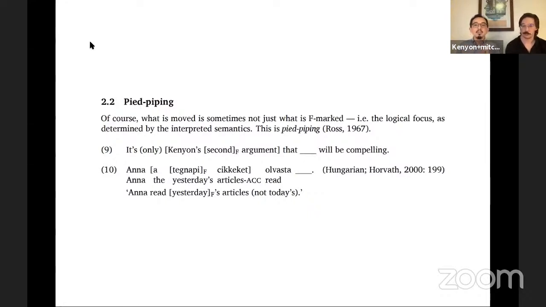There is a mismatch. In particular, there's a well-known mismatch of Pied piping. So we know that we can actually move something that is logically larger than the thing that's the logical focus. Now, that being said, I don't think that seriously challenges the approach that we need F marking in the grammar.